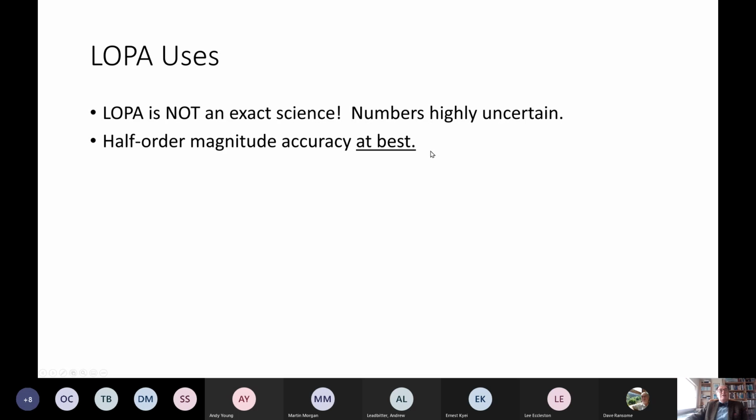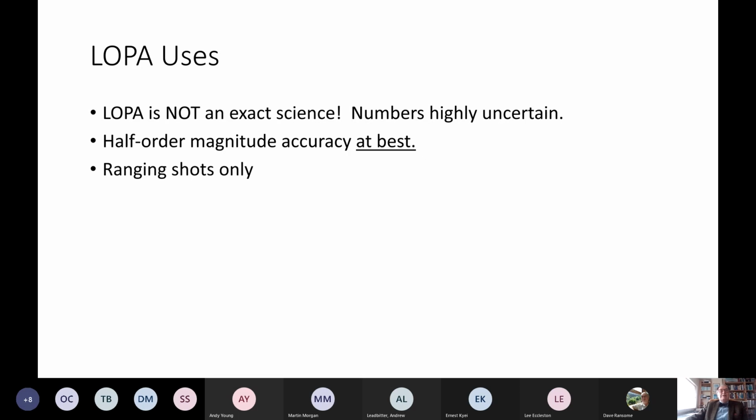At best, a LOPA study might offer a half order of magnitude in terms of accuracy, so it could be out by at least a factor of 3 either way. Yeah, we're in that sort of territory. More typically, it might well be an order of magnitude, so a factor of 10 either way is entirely possible.